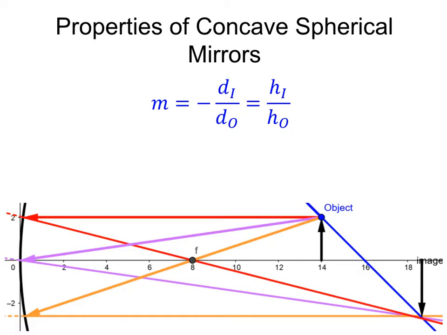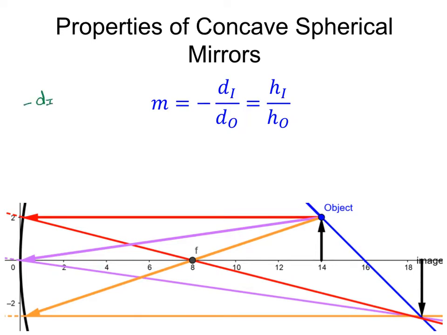Another equation tells us about the relationship between the object and image heights and the object and image distances. The ratio of the image height to the object height is equal to negative the ratio between the image distance and the object distance. This ratio is known as the magnification, or M. If the magnification is negative, the image is inverted. Magnification greater than 1 means the image is larger than the object. Magnification of less than 1 means the image is smaller than the object.